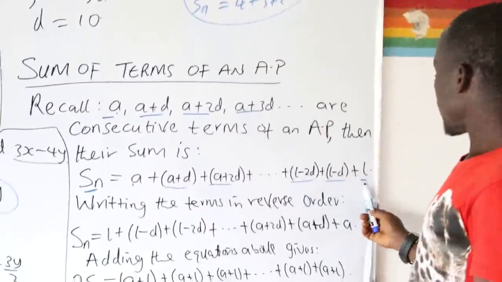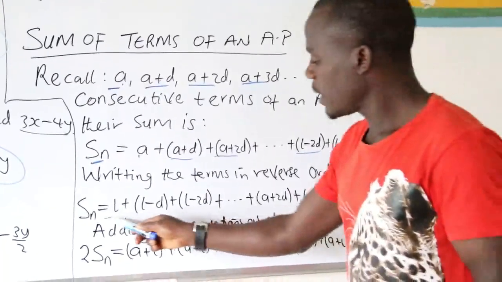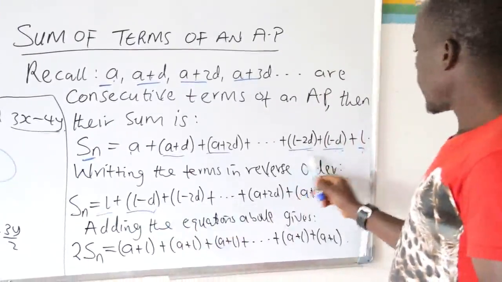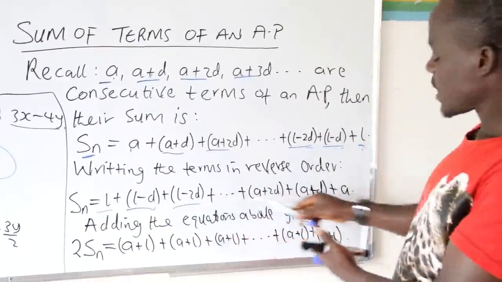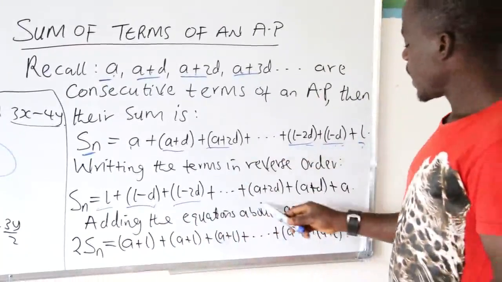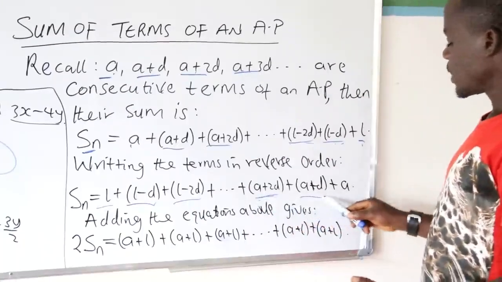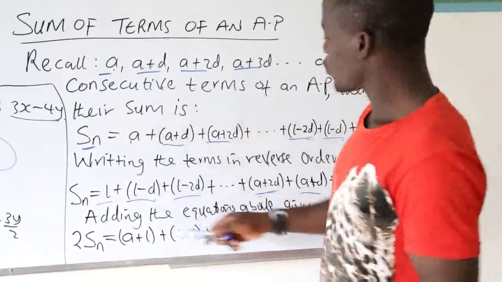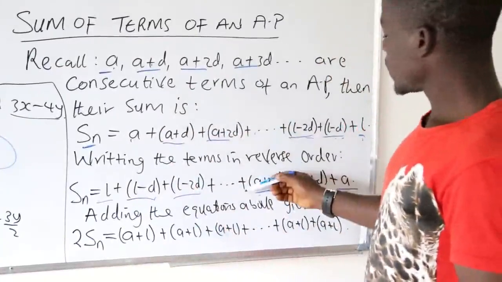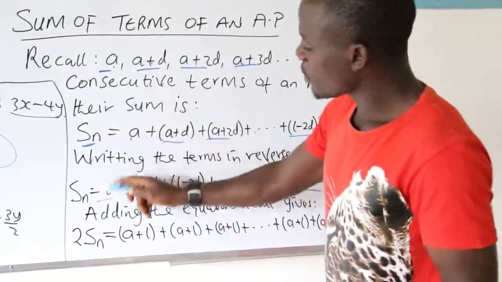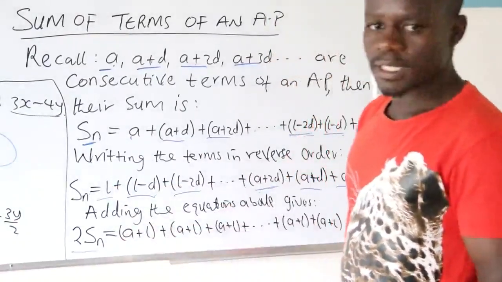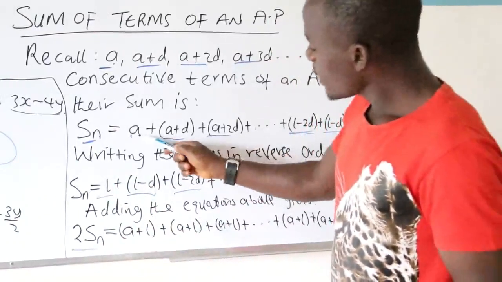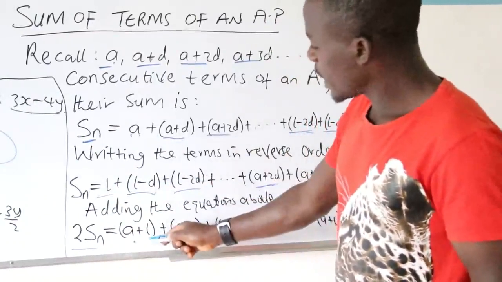Then that means L will come first. That's why we have L plus (L minus D) plus (L minus 2D) plus some other terms until we get to A plus 2D, A plus D, and then plus A. That's the first one here. And when we add these two, that's if you add this equation and this equation, we have Sn plus Sn, which will give us 2 of the Sn, isn't it? Good.